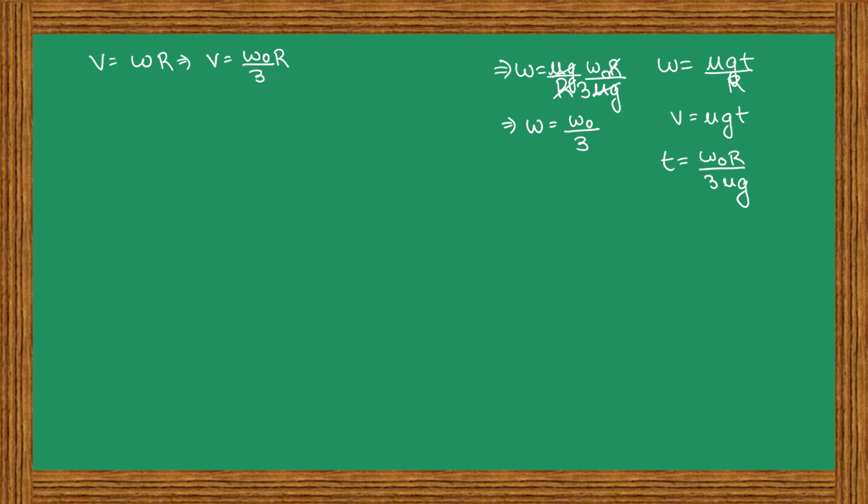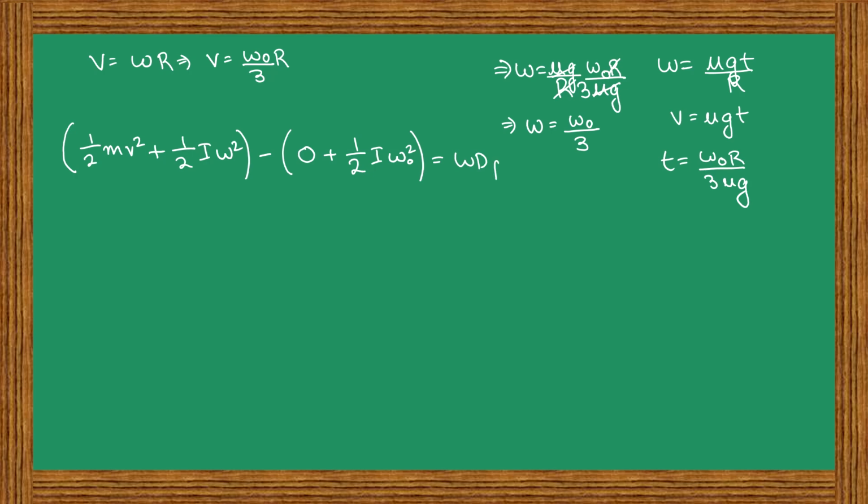So final kinetic energy. What is the total kinetic energy? Half m v square plus half I omega square, minus initial kinetic energy. What is the initial linear velocity? Initial linear velocity was 0. So initial kinetic energy is 0 plus, what is the initial angular velocity? Half I omega naught square. Okay, is equal to work done by all the forces and torque.